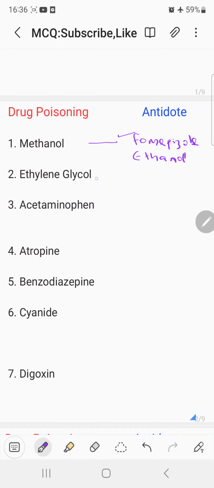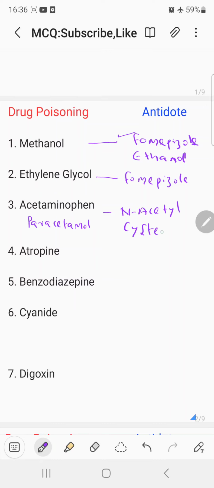And in the case of ethylene glycol poisoning, fomepizole is the antidote, the same as in the case of methanol poisoning. So fomepizole is the antidote for ethylene glycol poisoning. Now, acetaminophen is the chemical name of paracetamol. So in paracetamol poisoning, the antidote is N-acetylcysteine.